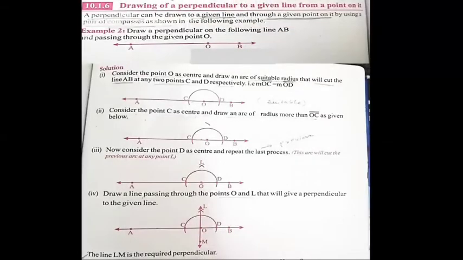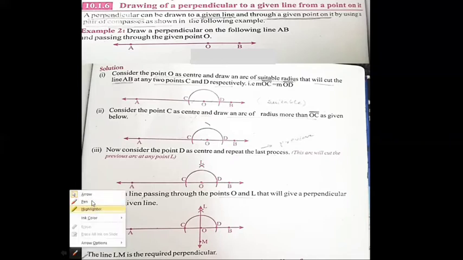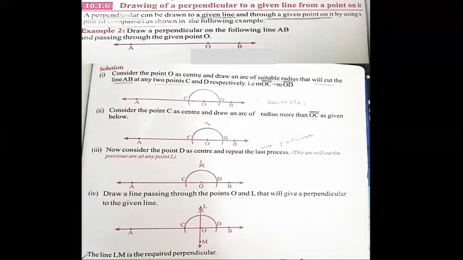Dear students, we have a second topic. Draw a perpendicular to the line segment from a point on it. Now here the given point that we will consider the center is on line segment AB. A perpendicular is also a line that can be drawn to a given line through a given point on it by using a pair of compasses as shown in the figure.